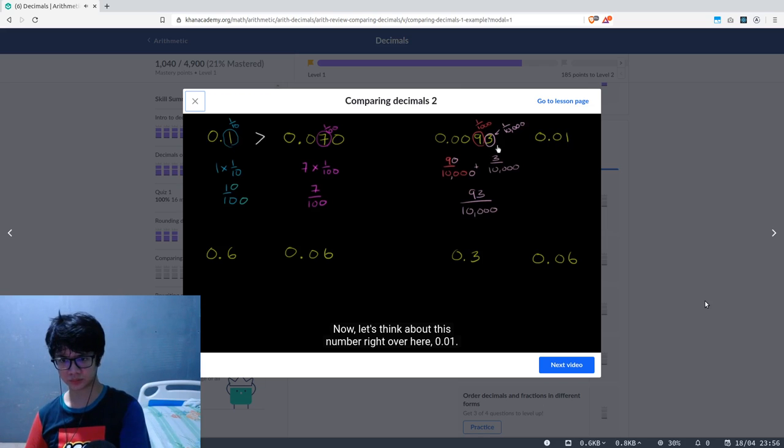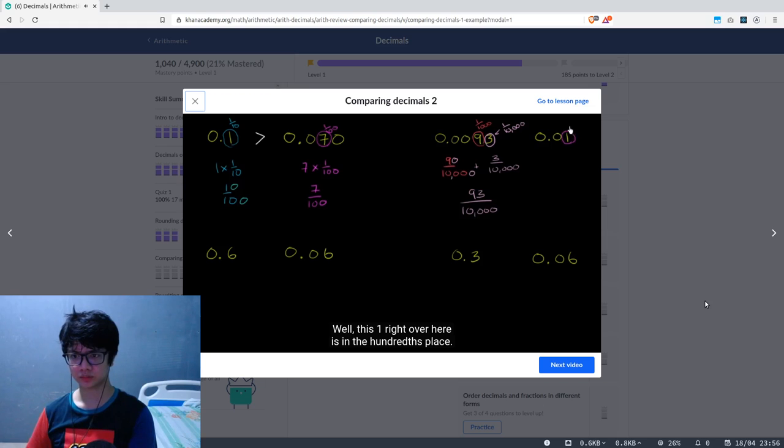Now let's think about 0.01. This one is in the hundredths place, so it literally represents 1 hundredth. How can we compare 1 hundredth to 93 ten-thousandths? What's 1 hundredth in terms of ten-thousandths? Let's multiply both the numerator and the denominator by 10 twice, or you could say by 100. Multiply by 10 once and you get to 10 thousandths, the same thing as 1 hundredth. Multiply by 10 again and you get 100 ten-thousandths, the same thing as 1 hundredth. And we know that 100 times 100 is 10,000.